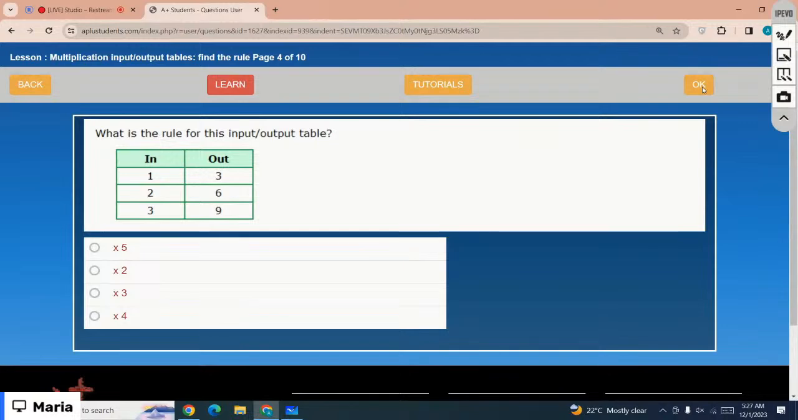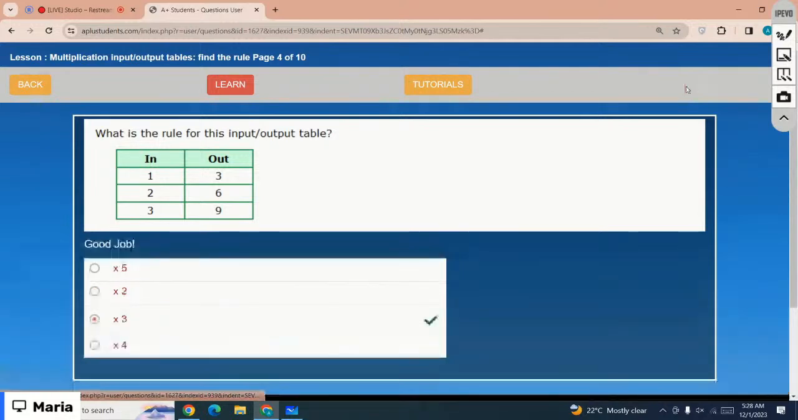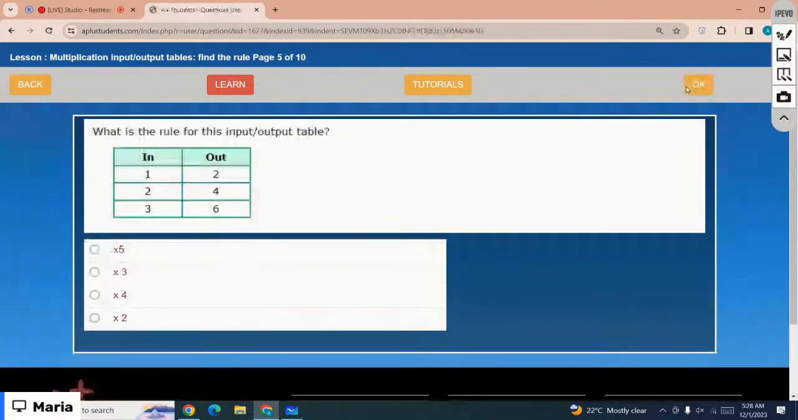Yes, that is 3. Each value is multiplied by 3 to calculate the output value. The correct option is 3. Very good. Okay, what is the rule for the input output table? For this input output table, which is the correct option?